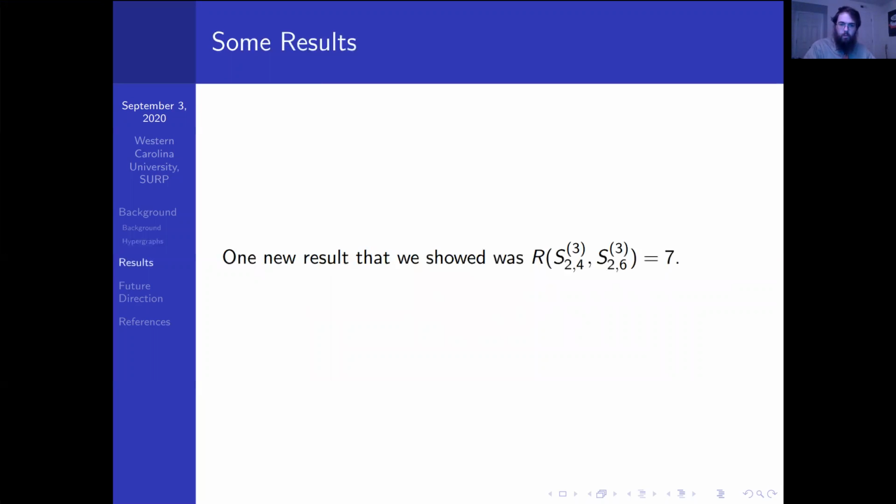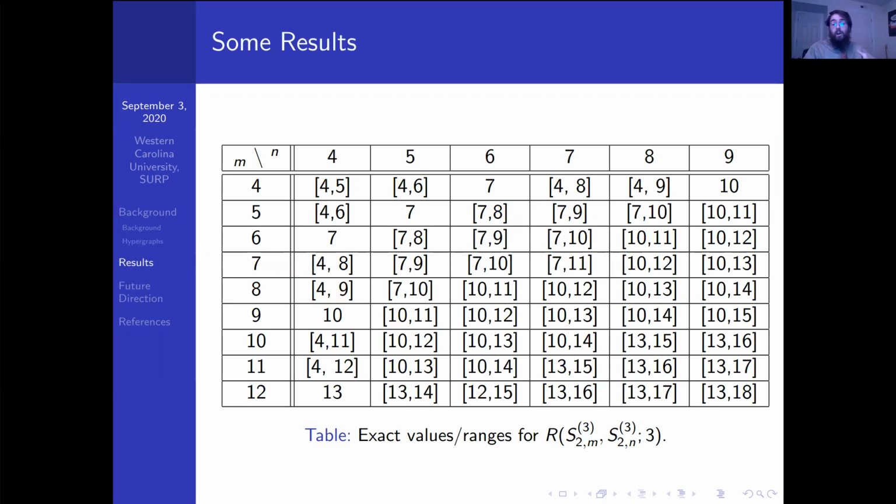certain point. One new result, an exact evaluation, that we found is the Ramsey number for two stars, two three uniform stars with two shared vertices and a total of 4 and 6 vertices respectively. We found that that equaled 7. But this is only one result that we found. We actually found a bunch of new results, and this is a table of some of the results that we discovered. As you can see, we found quite a few.